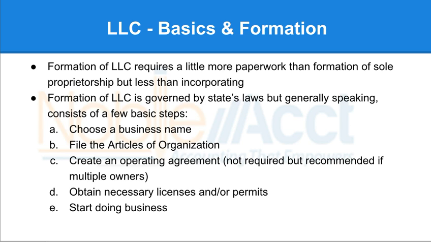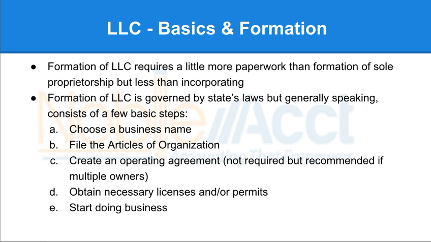First, you need to choose a name. This name has to be unique, meaning no one else in the state that you're trying to form an LLC in should have used that name. So it has to be a unique name. Second step is you have to file articles of organization. These are a simple couple of pages that you file with the Secretary of State of the state you're trying to form an LLC in.